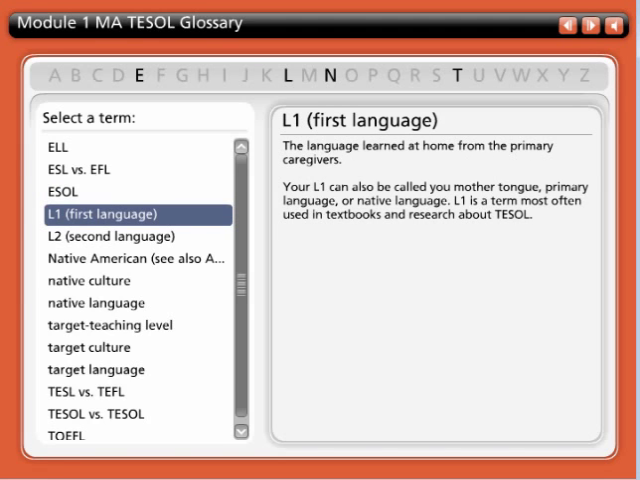L1, first language. The language learned at home from the primary caregivers. Your L1 can also be called your mother tongue, primary language, or native language. L1 is a term most often used in textbooks and research about TESOL.